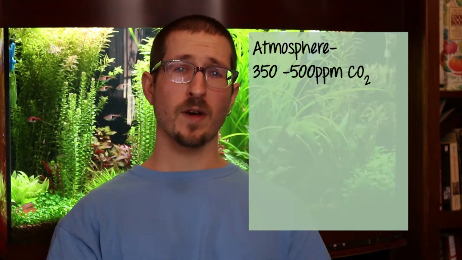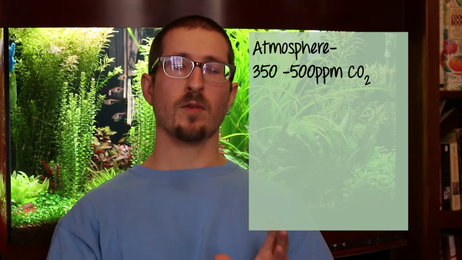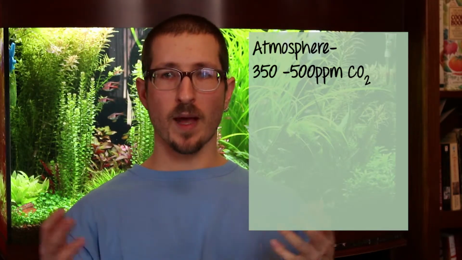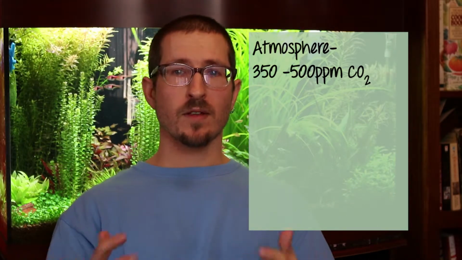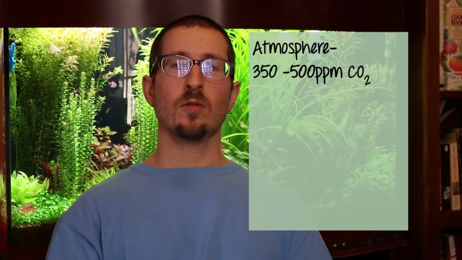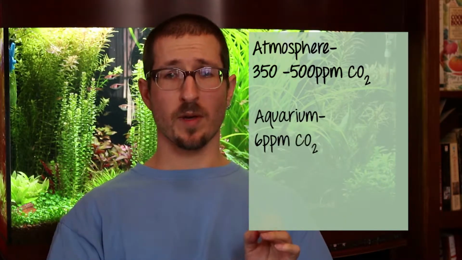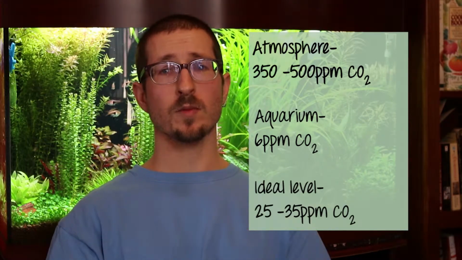So now, there's plenty of CO2 in the atmosphere, on average 350 to 500 parts per million of carbon dioxide, though this can vary based on a variety of things, altitude, whether you live in a city or not. So isn't that good enough? That's a lot of carbon dioxide. Well, no. In your tank, levels of CO2 are much, much closer to 6 parts per million, whereas the target of CO2 is actually 25 to 35 parts per million.